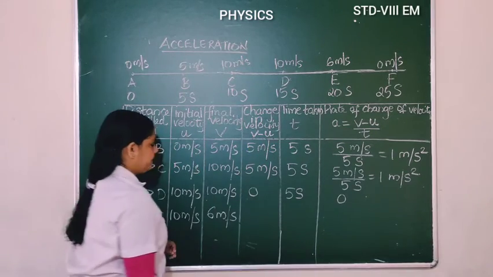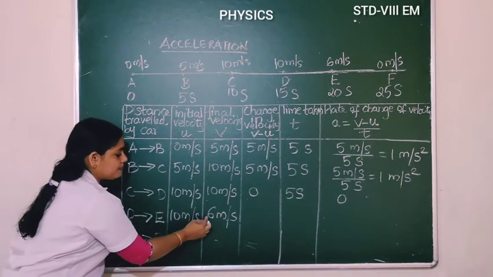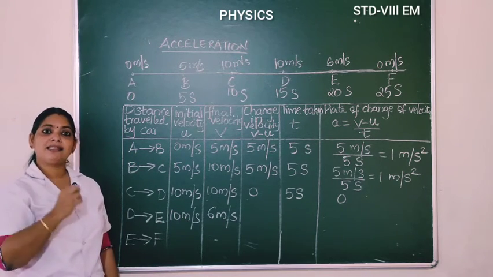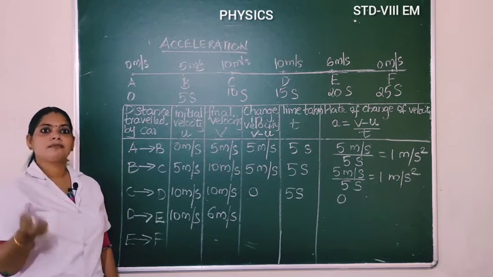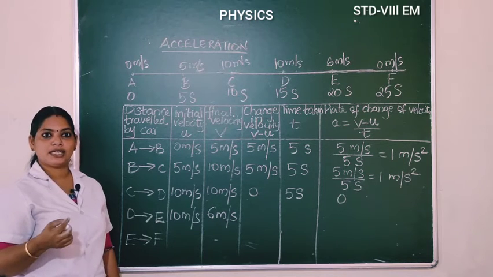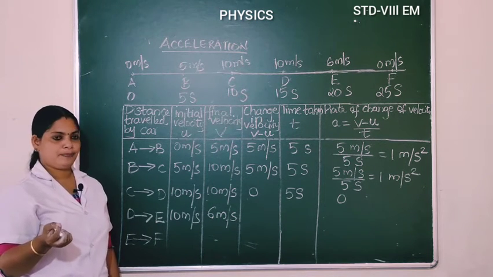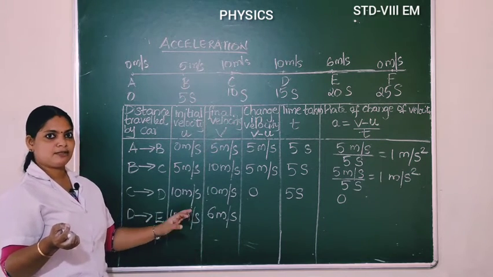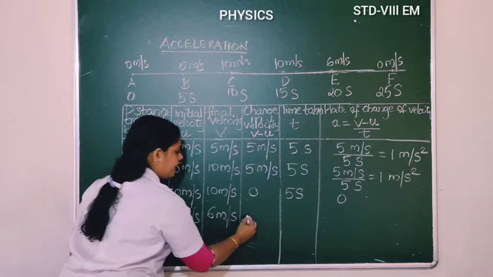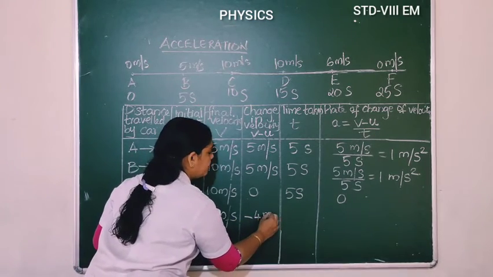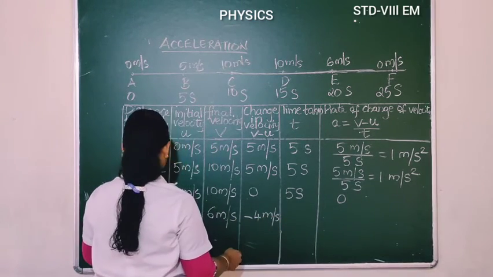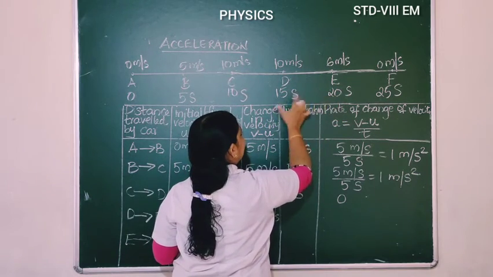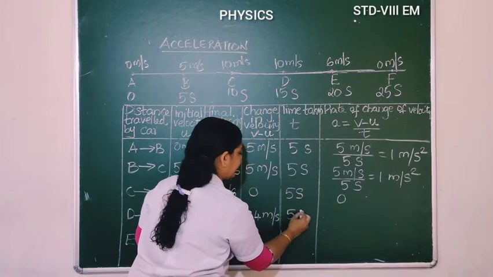Change in velocity V minus U. Here 6 minus 10. 6 is small, and we have to subtract 10 from it. So when we subtract a larger number from a smaller one, what do we do? We put a negative sign, right? So 6 minus 10 means 10 minus 6, that is 4, and then we put a negative sign. So minus 4 meter per second. What is the time interval from D to E? 25. The time interval between them is 5 seconds.